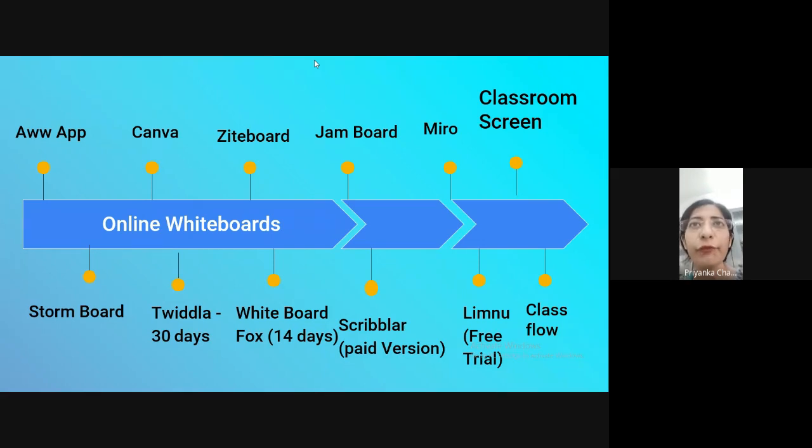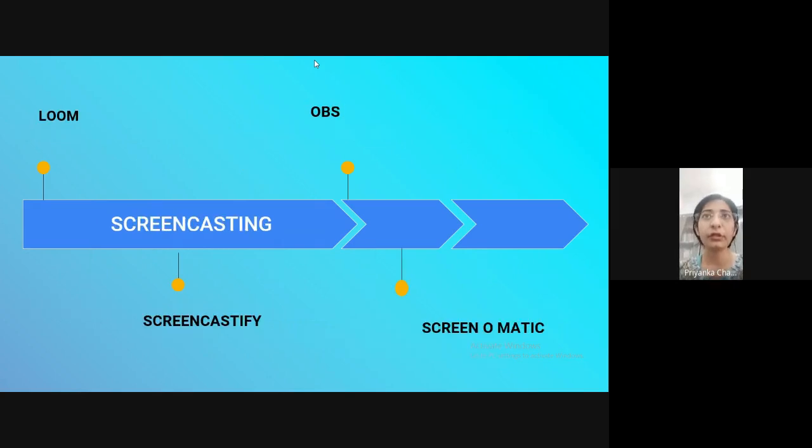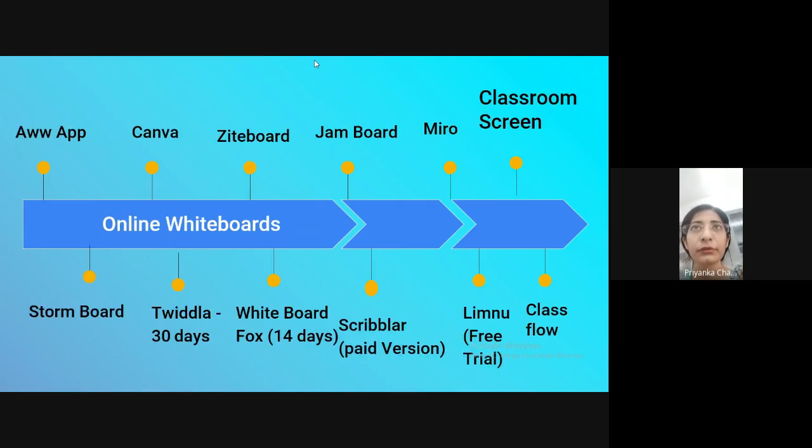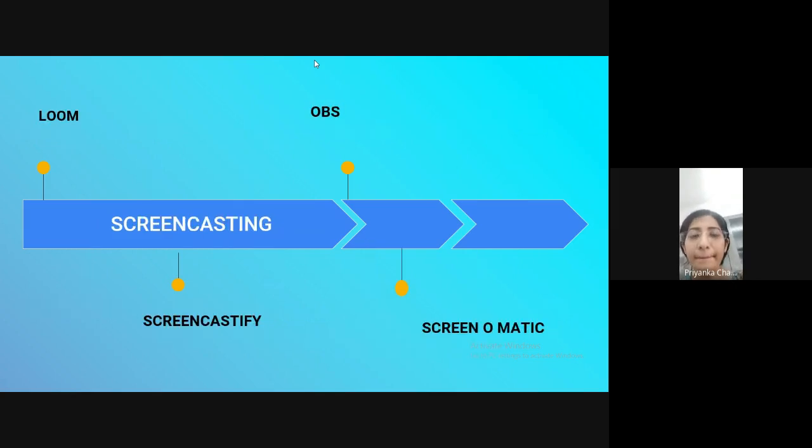For the time being, for 14 or 15 days or for 30 days, they are available freely. But after that, you have to subscribe to it. Then there comes next slide.